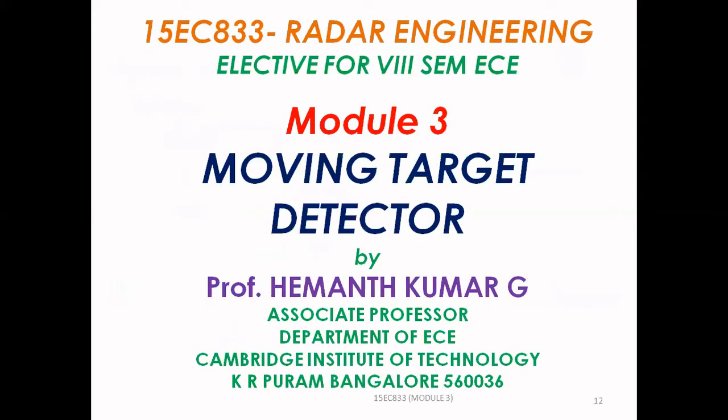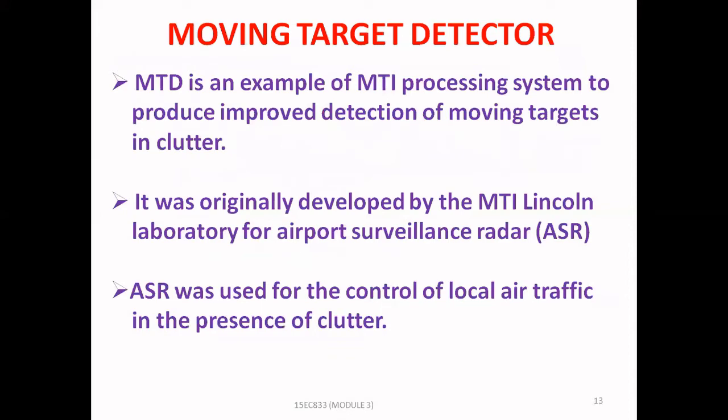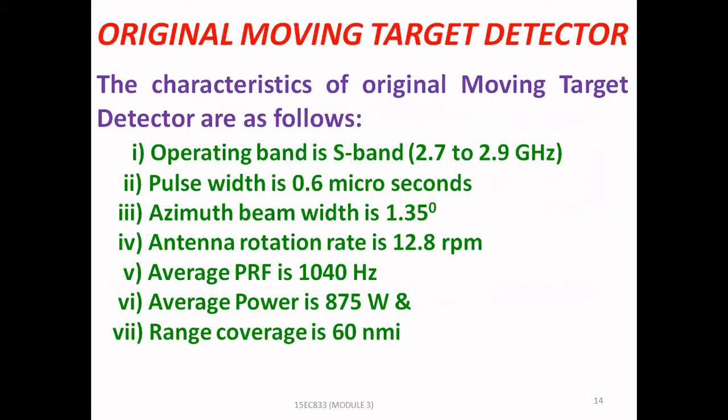Now let us discuss new topic of module 3, moving target detector or MTD. MTD is an example of MTI processing system to produce improved detection of moving targets in clutter. It was originally developed by the MIT Lincoln Laboratory for Airport Surveillance Radar (ASR). ASR was used for the control of local air traffic in the presence of clutter. Original moving target detector or MTD is having the following characteristics.